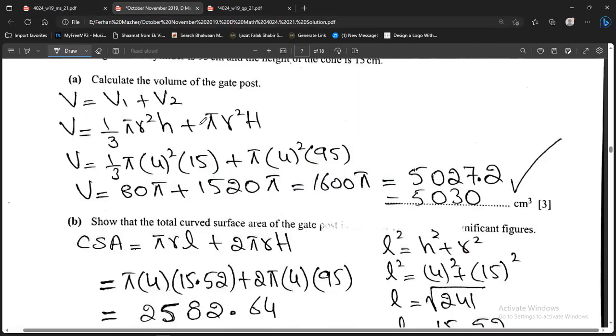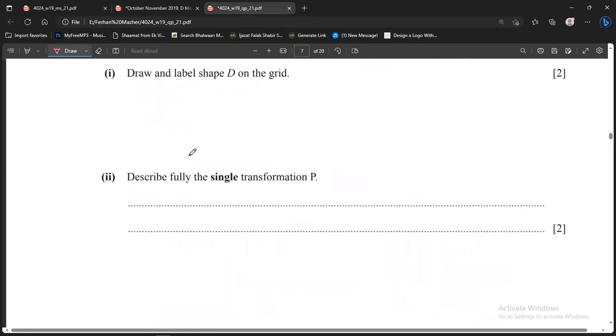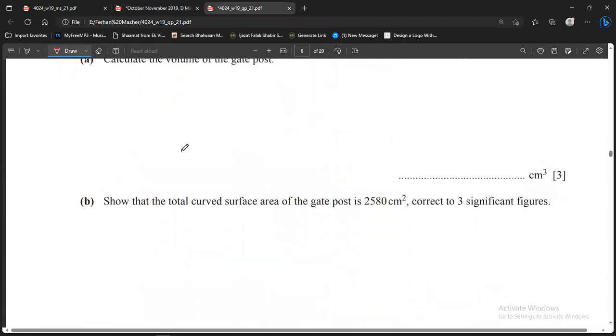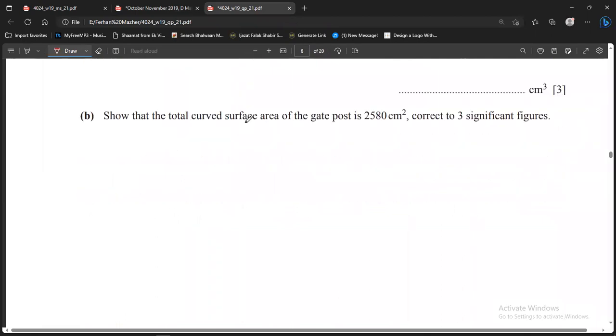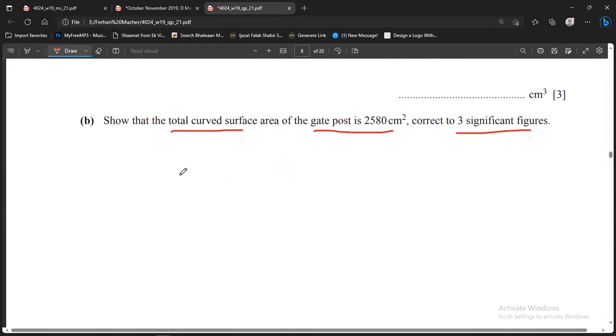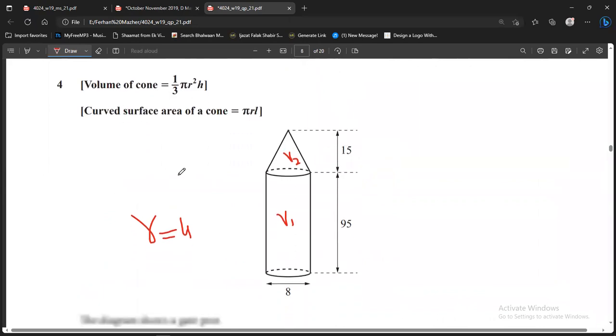This is how you find the volume. Okay, so then we have: show that the total curved surface area of the gate post is 2580, correct to 3 significant figures. Okay, so they are talking about only the curved surface. Here we have the cylinder. Its curved surface is 2 pi rh. And then we have the cone. Its curved surface is pi rl.